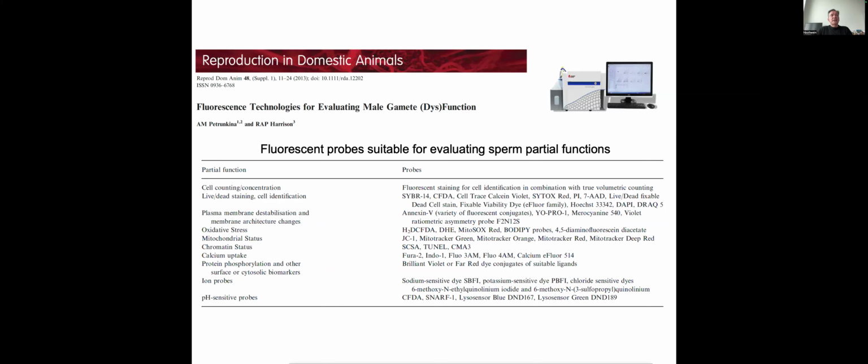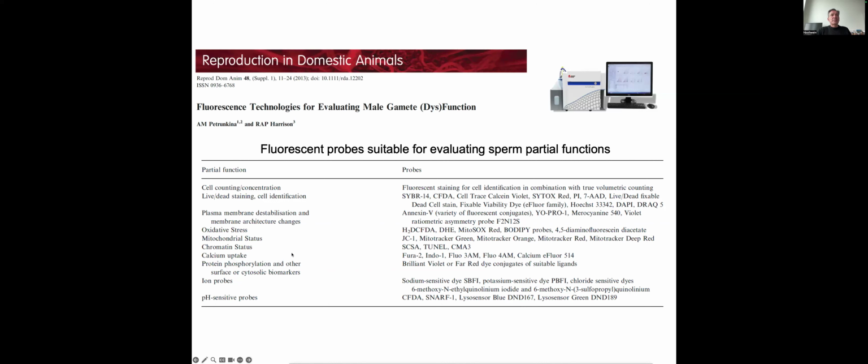At first, we can measure the number of the sperm cells and the concentration. And the most important thing is to distinguish between live and dead sperm. And then we have here, for example, a lot of different probes to examine the viability of the sperm. Then we can characterize the destabilization of the plasma membrane of sperm.